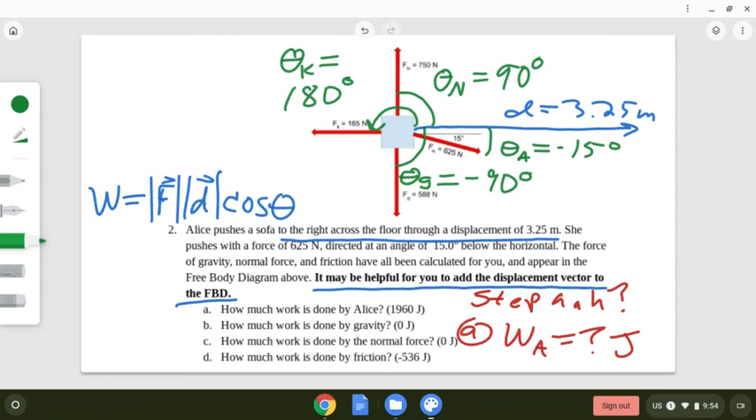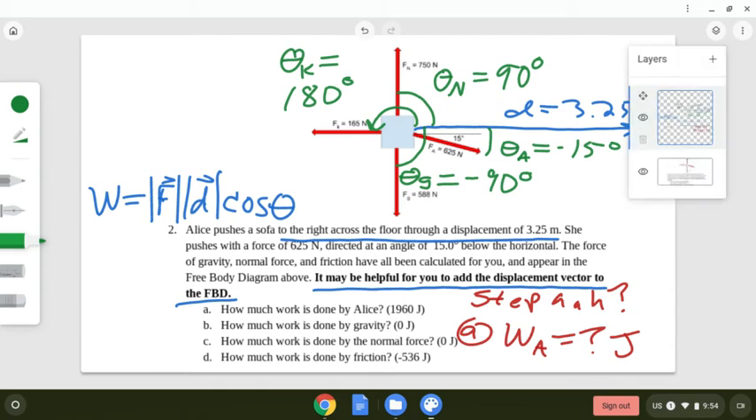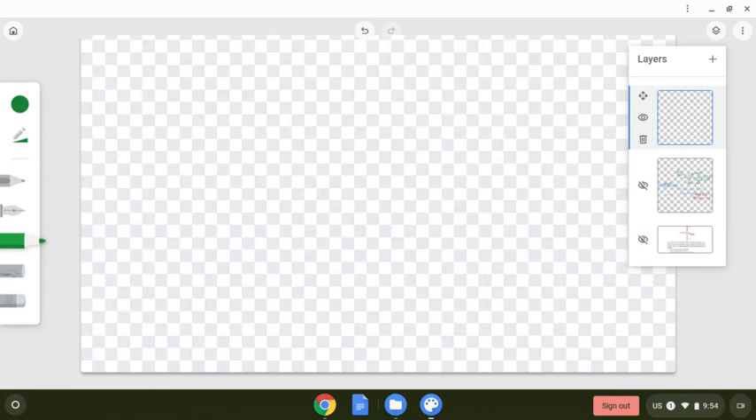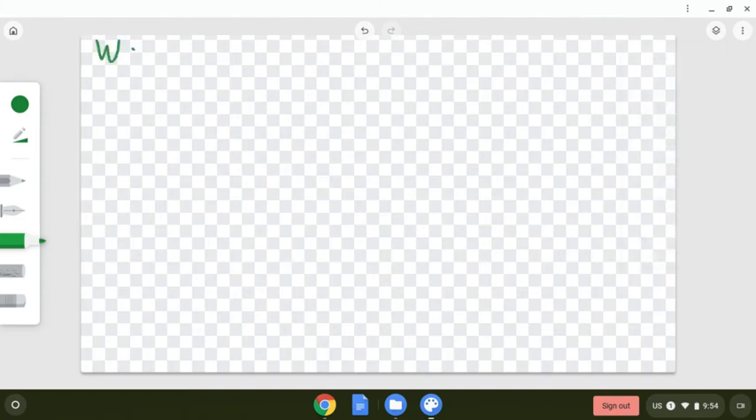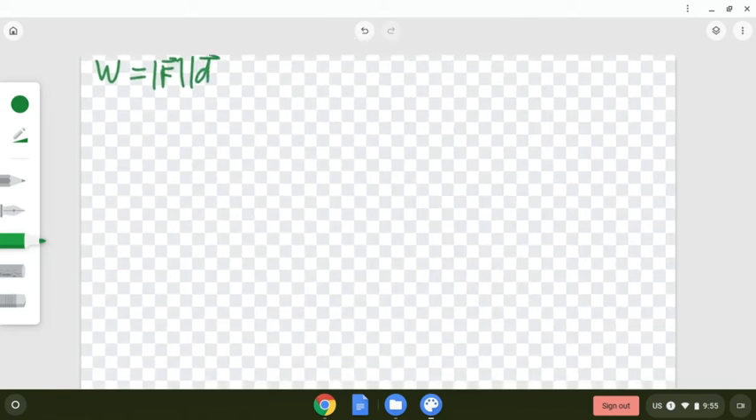So let's start figuring these things out. Got a new layer, and I'm hiding these layers. Okay, so first, let me just write down the formula again. Work is equal to the magnitude of the force times the magnitude of the displacement times cosine of the angle.